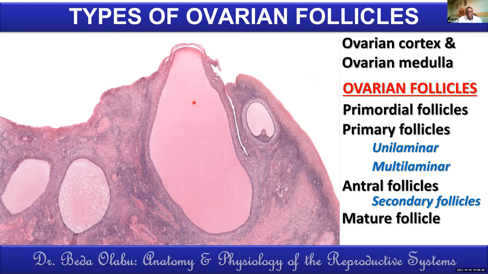How do we know the mature follicle from the others? Usually the mature follicle will have the largest antrum. It will also be the one that is on the surface and indeed even protruding slightly onto the ovarian surface. We call that protrusion the stigma. So the follicle that has the stigma is the mature follicle, which is also known as the Graafian follicle. So those are the different types of ovarian follicles.